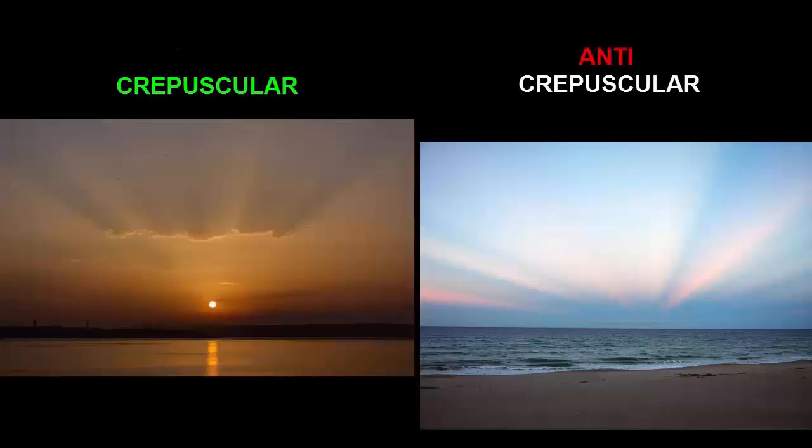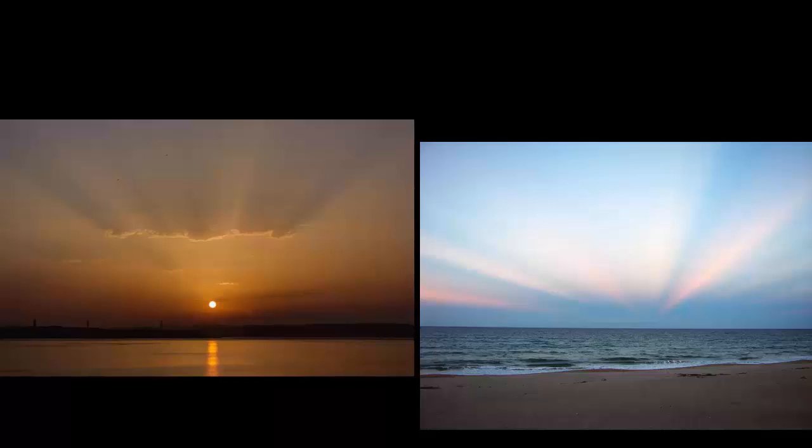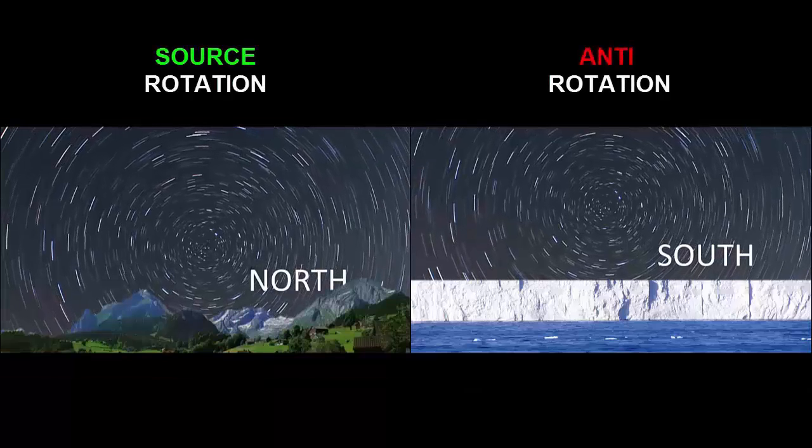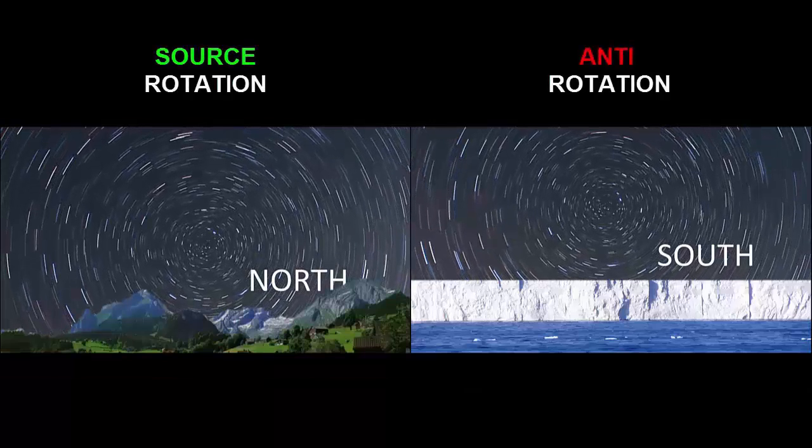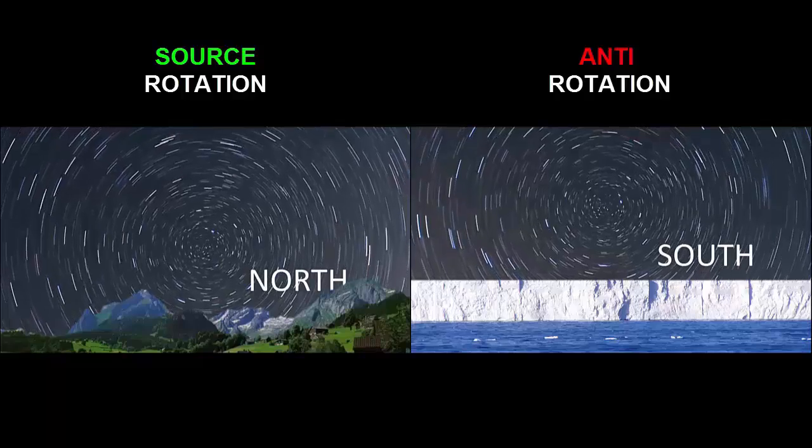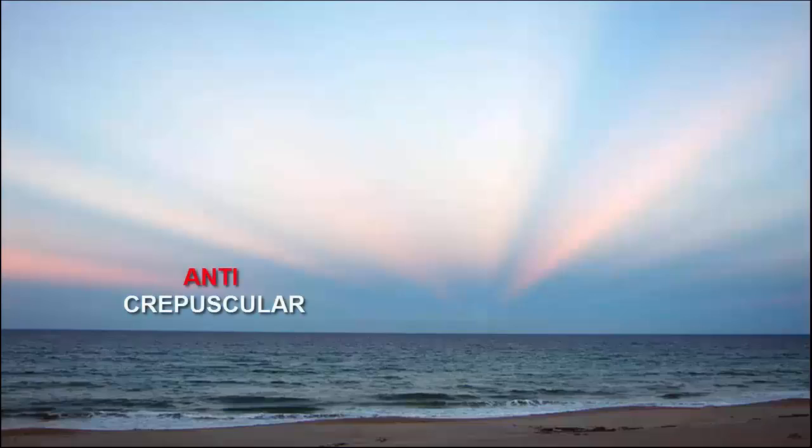Okay, and they converge on the opposite horizon to a point much like when they come from the sun. They come and they diverge out and then they converge on the opposite horizon. While the southern celestial rotation is nothing but an anti-rotation of the northern celestial rotation, in the same way that the anti-crepuscular rays appear as though they're coming from a sun on the other horizon.